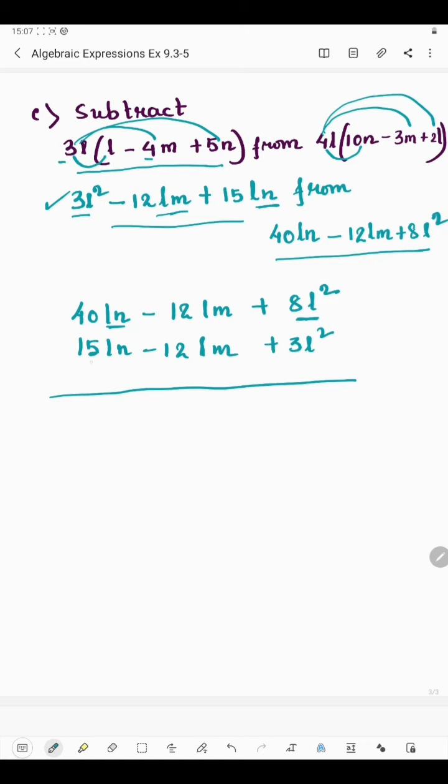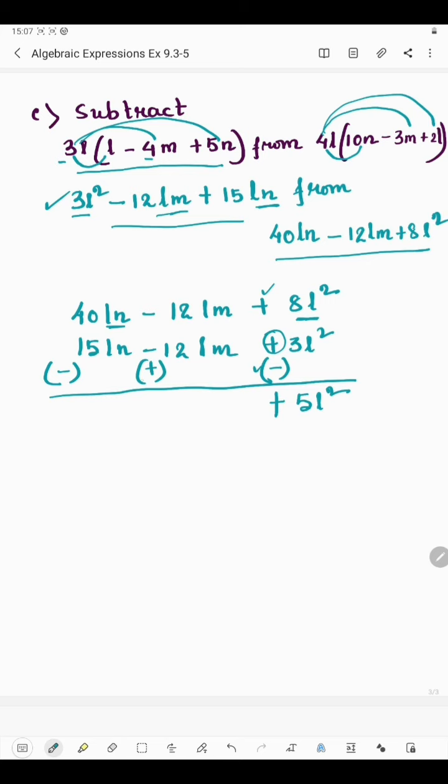Now before subtracting this, we need to change the sign of the second expression, meaning the expression in the lower part. So here we have plus sign, we will put minus. Here we have minus sign, we'll put plus. And here we have plus sign, we'll put minus sign. Now while doing this, we will start with the last term. So we will just ignore this sign. We will just consider this and this sign. So plus 8 minus 3 is 5 l square. Okay, since 8 is greater than 3 and the sign of 8 is positive, so it will be positive.